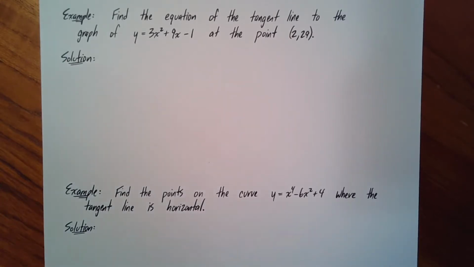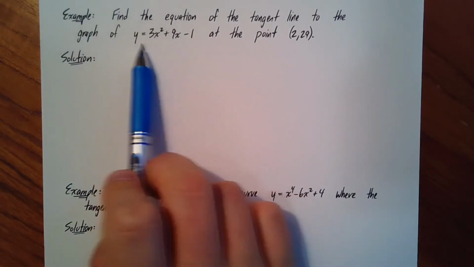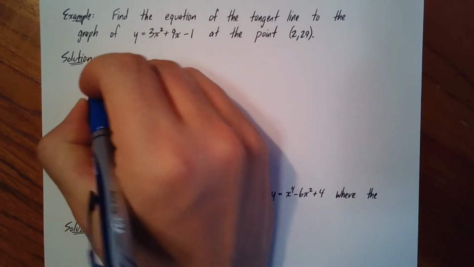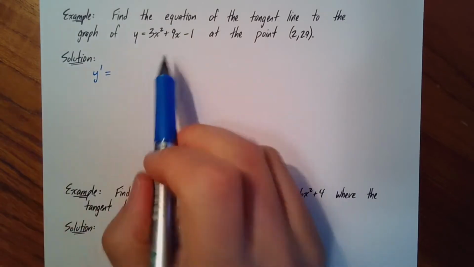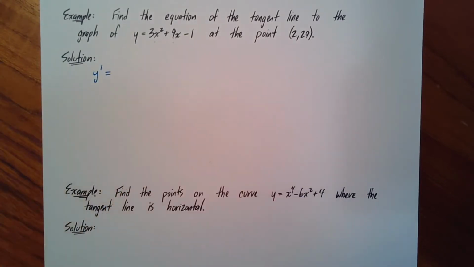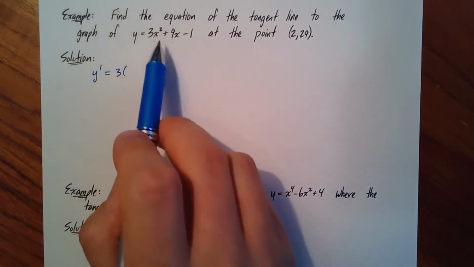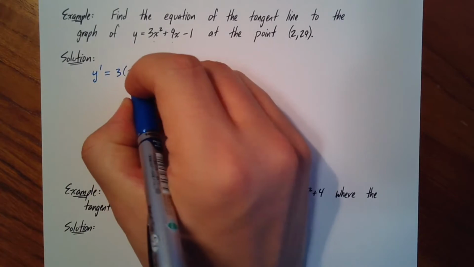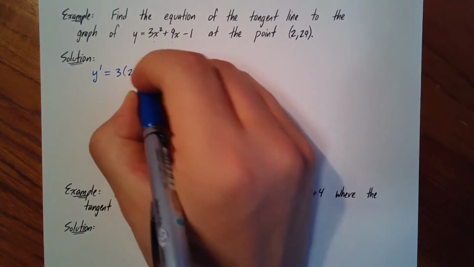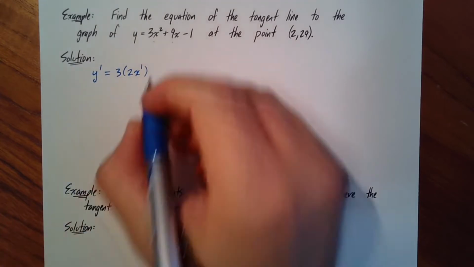Right, so let's start with the slope, and the slope is given to us by the derivative. So let's start by computing the derivative of this function. I'll start by computing y prime. That's the first step. So y prime, we're just going to do the power rule on each of these three terms. The first term, I'll just put the 3 down to the side, and then I'll do the power rule on x squared. The derivative of x squared, based on the power rule, is going to be 2x to the 1. And then the derivative of 9x, that's going to be 9.